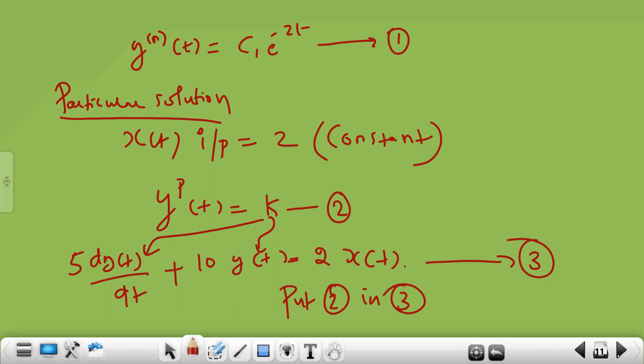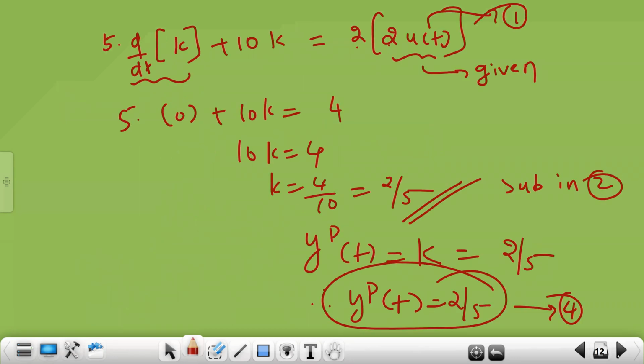Derivative of k is constant. I mean, derivative of k is 0. So 5 into 0 plus 10 into k equal to 4 u of t. U of t is 1, so it will be 4 itself. From this, you found the value of k. After finding the value of k, go back to the particular solution given in equation number 2. From that, you got y p of t as k, but k is 2 by 5. So you can write y p of t as 2 by 5.